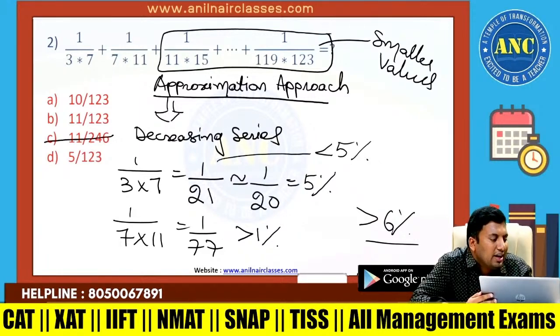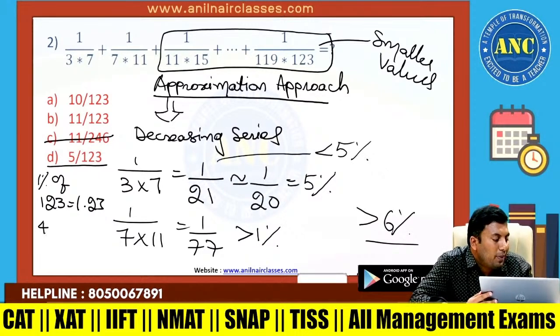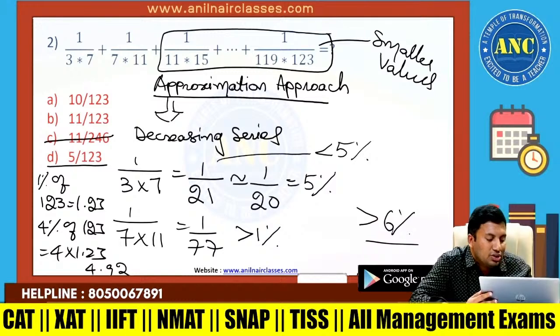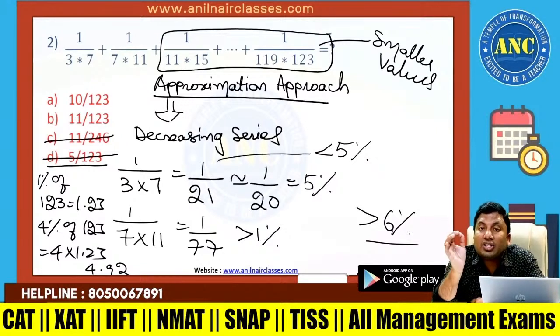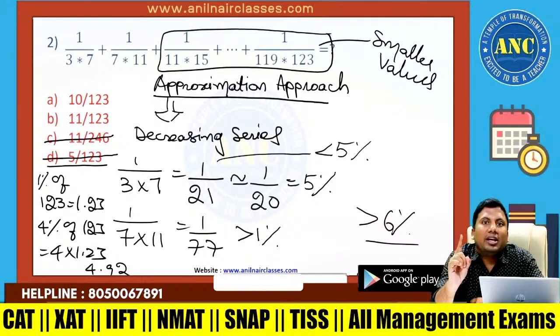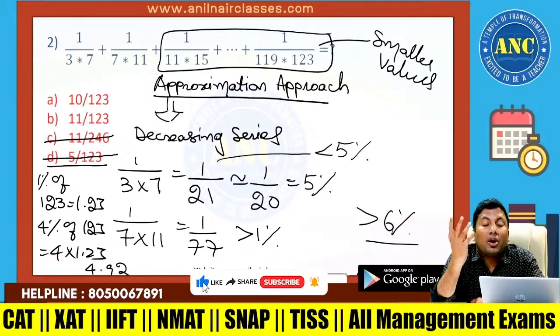These are eliminated. 5 by 123: 1% of 123 is 1.23, so 4% of 123 is 4 into 1.23, which is 4.92. But the answer is greater than 5%, so this is also eliminated. In case the last numerical value eliminates only one option, go by the approximation method.